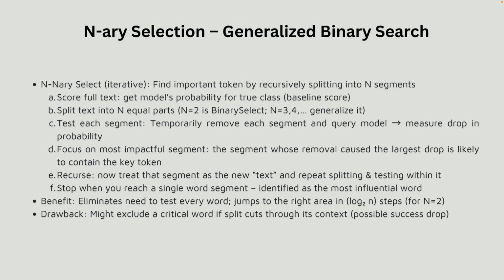In n-ary select, we test each segment by splitting the text with the number n. Suppose for 3 we split the text into 3 equal parts and see which segment is most influential by removing it to see which has the largest drop. We recursively do this until we reach a single word to see which word is most influential. But this is again like binary select, where the attack could possibly lose context, and the drawback is that there is a chance that we excluded the most critical word in a few of the segments.